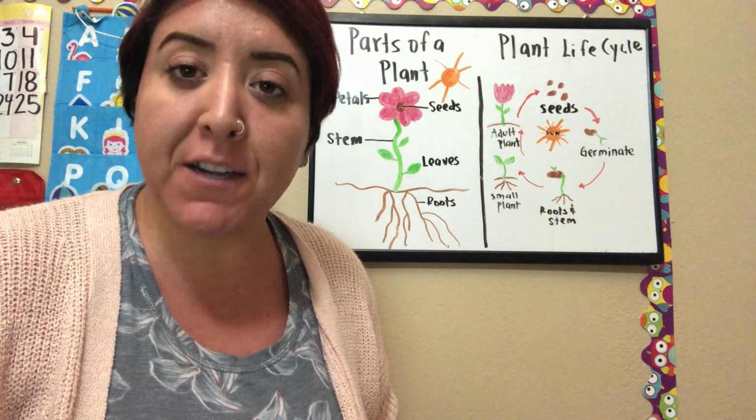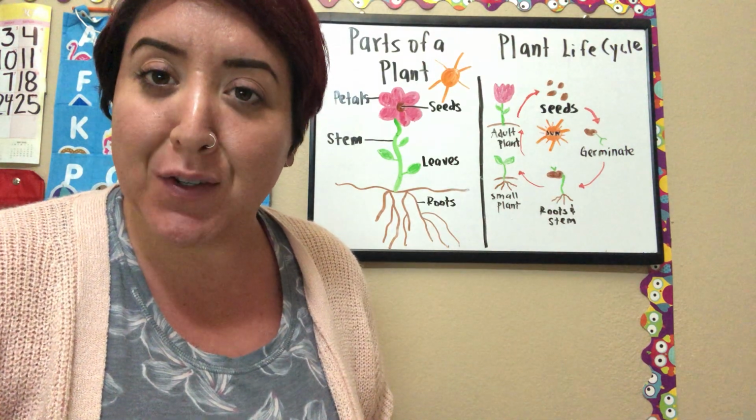We're going to be talking about the plant life cycle, and we're also going to be talking about parts of a plant. So last week we learned about different life cycles, and we said that everything goes through life cycles. Humans go through life cycles, animals go through life cycles, and now, what do you know? Plants go through life cycles too. Last week we went over the life cycle of a butterfly and the life cycle of a frog, and today it's going to be of a plant.